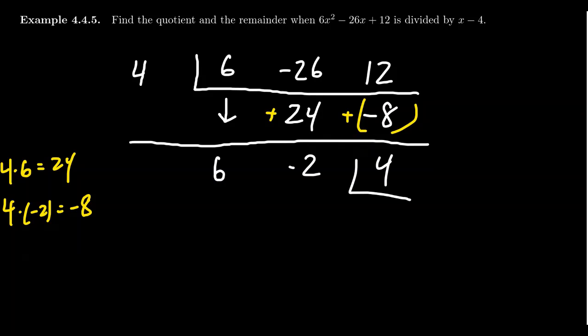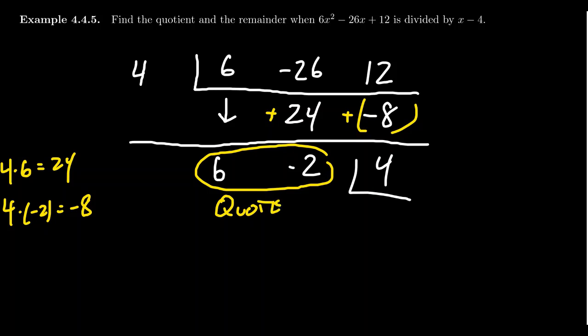It's like, okay, what do these numbers mean? When you look at the bottom row before the box, these are going to be the coefficients of the quotient. That is, the quotient is going to equal 6x minus 2. So we take the coefficients 6 and negative 2, but then we downgrade the power by 1. We started off with a degree 2 polynomial. If you divide it by a degree 1 polynomial, you'll get a degree 1, linear polynomial. So the quotient is going to be linear, and the coefficients are going to be 6 and negative 2. Then the remainder is going to be this number over here, the remainder.